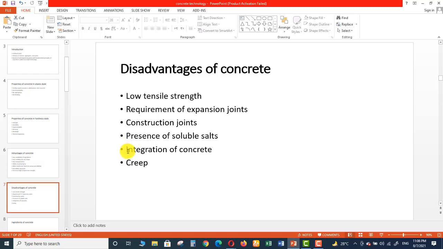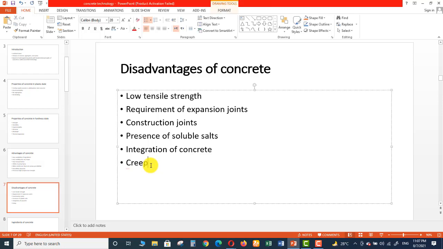The next disadvantage, or the negative point of concrete, is that concrete made with OPC, or ordinary Portland cement, gets disintegrated in the presence of alkalis and sulfates. The next thing is the creeping of concrete. The sustained loads on the concrete can cause creep in the structures. So these are some disadvantages of concrete.